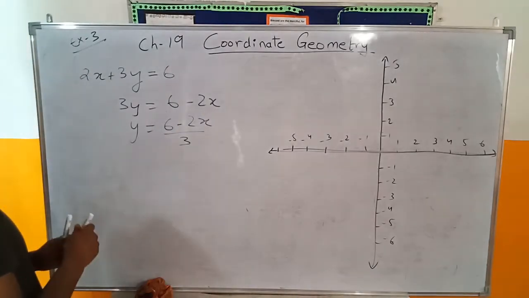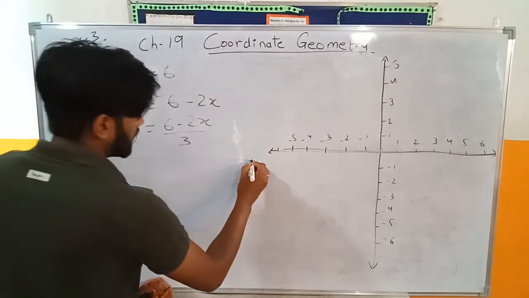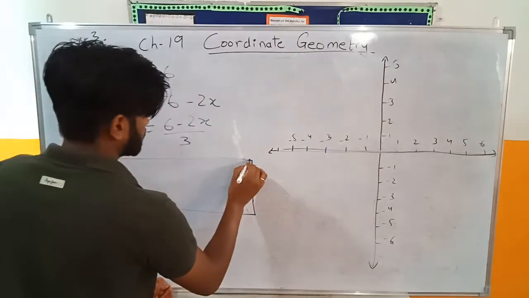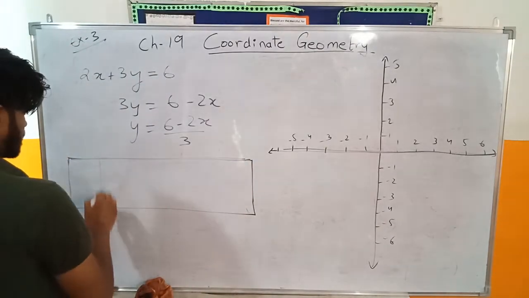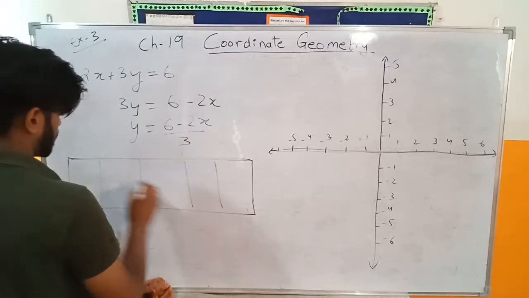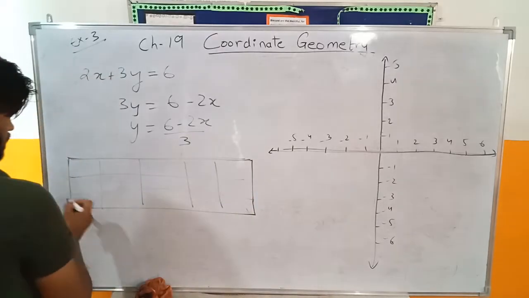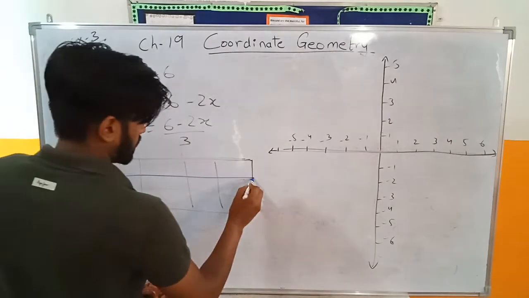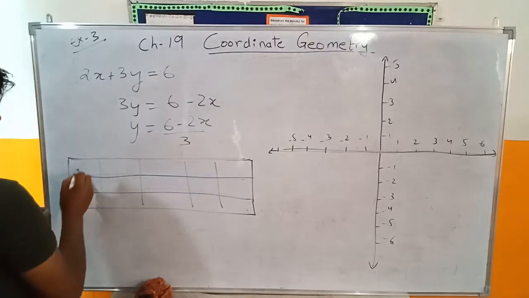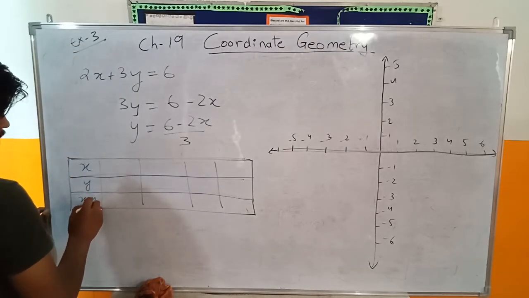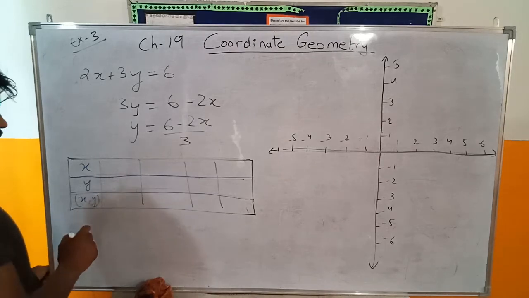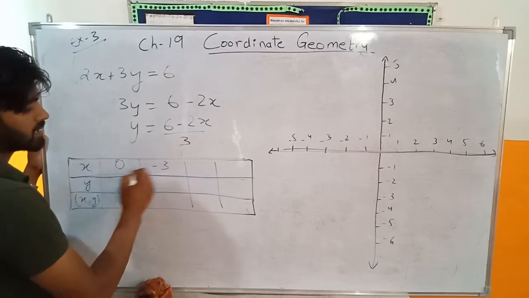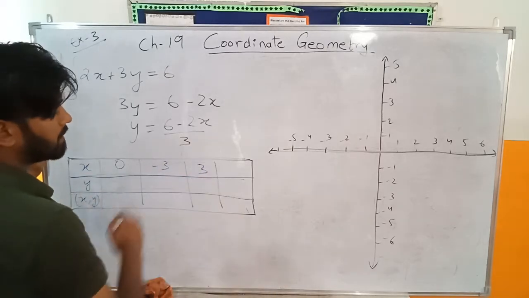Now I'm gonna make a table. So this is my table if you guys can see. This is the table: x, y, and (x, y), the ordered pairs, I'm gonna write over here. So let's see what I can take. The very first thing that I'm gonna take for x is 0, then minus 3, and then I'll be taking 3.